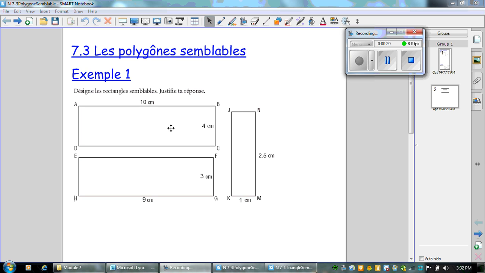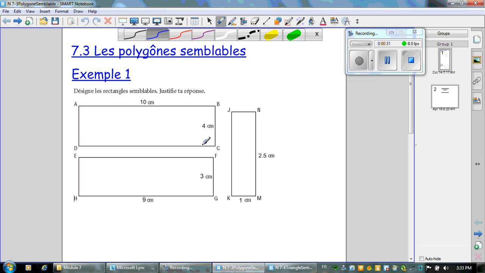So let's check out the larger one and the middle one first. You need to find out how many times bigger this one is compared to that one. So let's take a look at these two sides first. To find out, you need to do a ratio. A ratio is a division. So how many times is this side bigger than that side? You do 4 divided by 3.